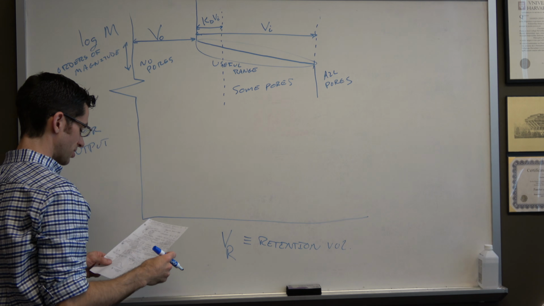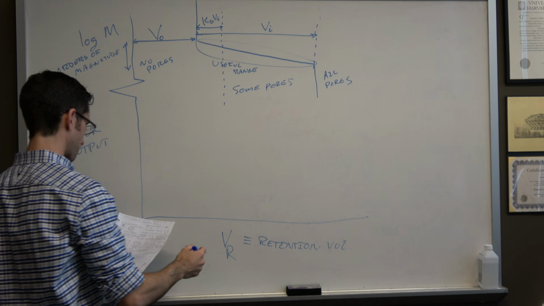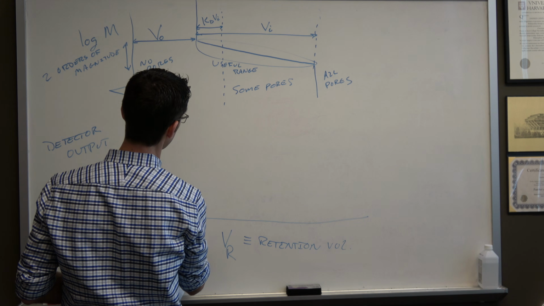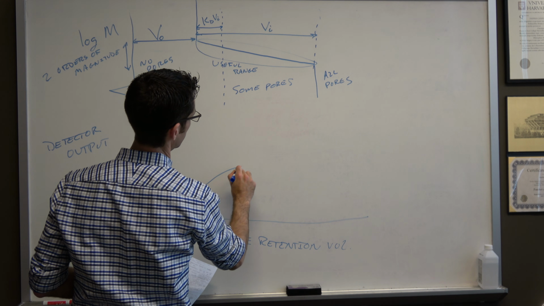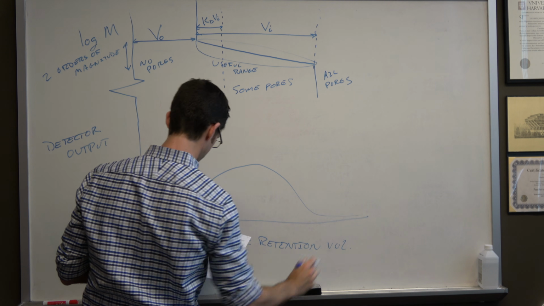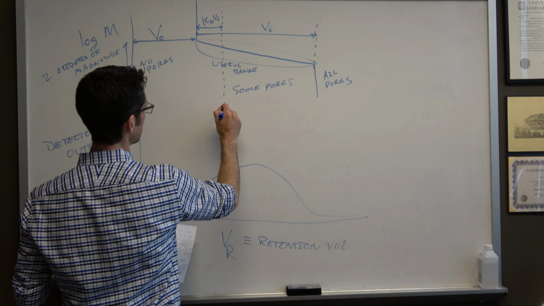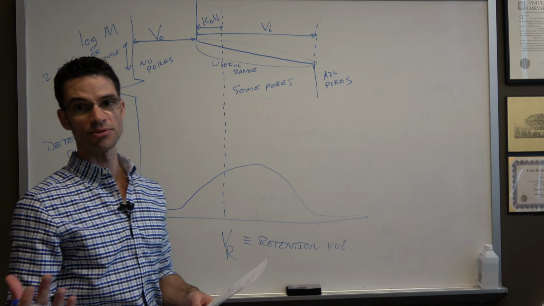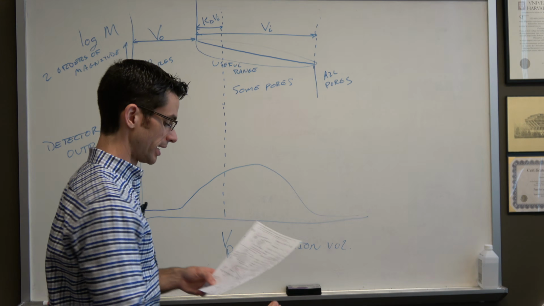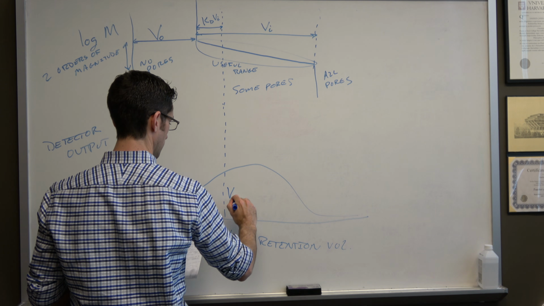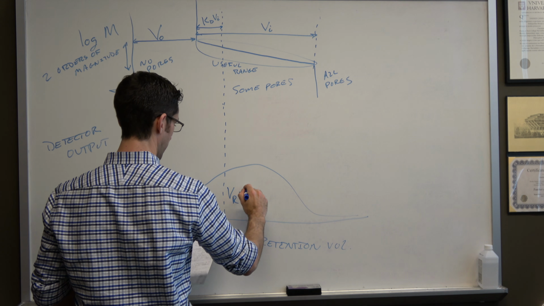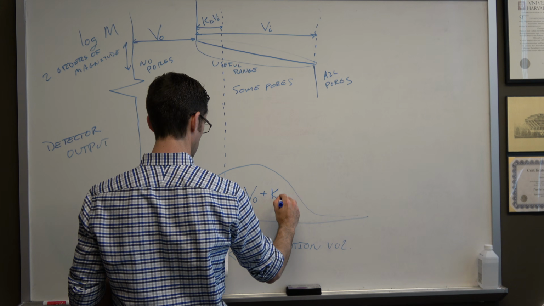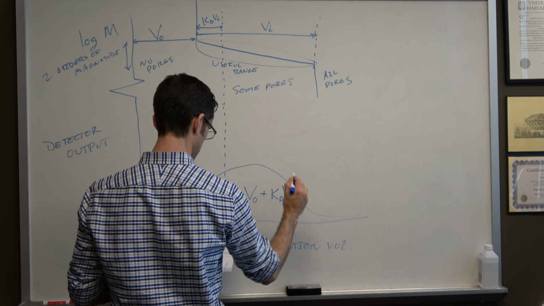And what does the detector output look like? It's something like this. And at any given time, or retention volume, which again are interconvertible by the imposed flow rate, VR for a given fraction equals V naught plus Kd VI.